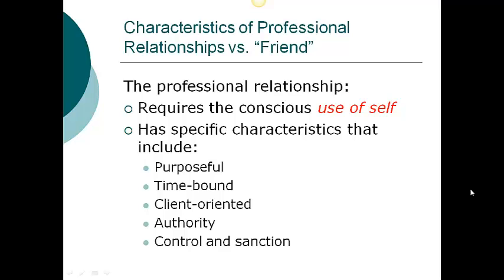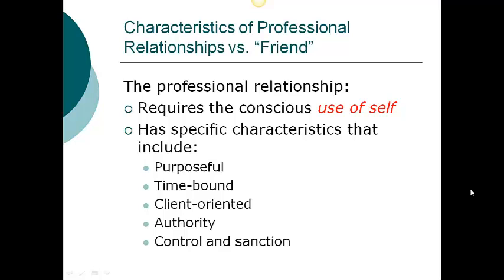So let's talk about the characteristics of the professional relationship versus a friend. The professional relationship requires the conscious use of self, which we have just discussed. The professional relationship also has specific characteristics that are different from a friend, and these include: there's a specific purpose for the relationship. It is time-bound. There is an endpoint. It is client-centered. It is not mutually productive. It is basically focused on helping the client.